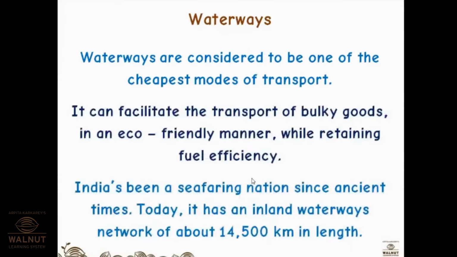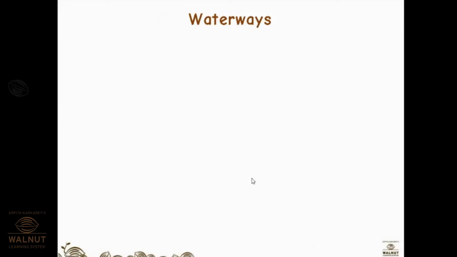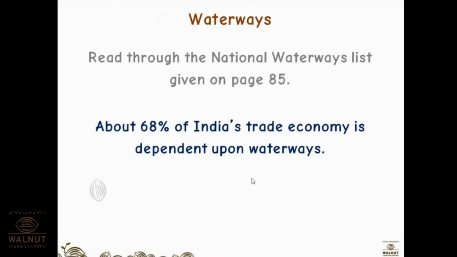airways. So waterways are considered to be one of the cheapest modes of transport. This we have already learned. It can facilitate the transport of bulky goods in an eco-friendly manner while retaining fuel efficiency. India has been a seafaring nation since ancient times. Today, it has an inland waterways network of about 14,500 kilometers in length. So it's quite a large area.